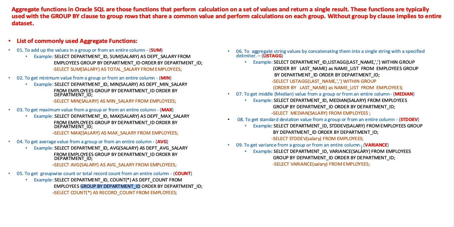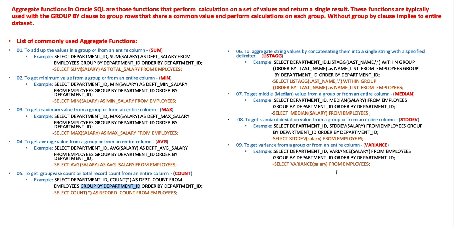Ninth one is VARIANCE. To get the variance from a group or from an entire column, we use the VARIANCE function. We have two examples here. The first one is by using a GROUP BY clause and the second one is without using a GROUP BY clause. I will run those codes in our Oracle Developer window and observe the result.